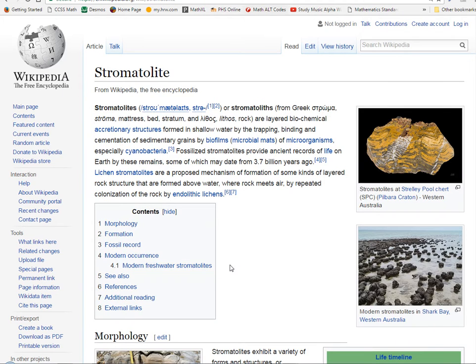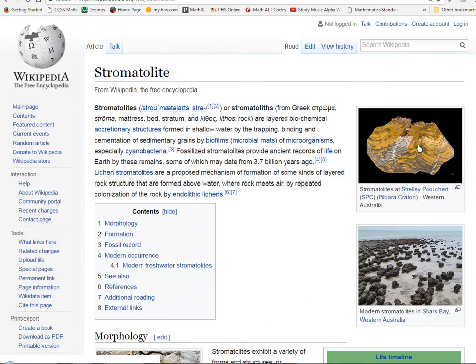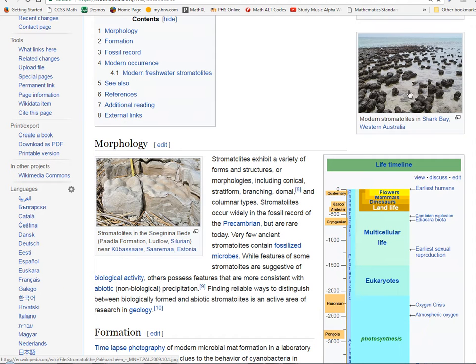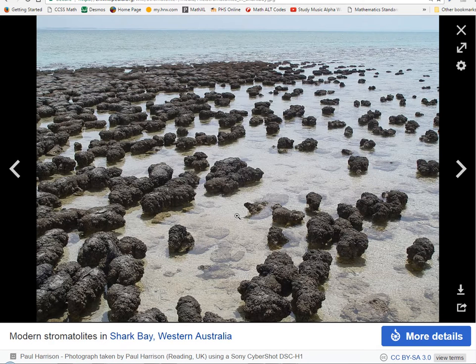Okay, so here's what they look like. If you go down and look at when you see them fossilized, when you cut through the fossils, that's what you see. There's those growth rings. And this is what modern stromatolites look like. They're still growing in some places. That's what they look like. They just accumulate algae on the outside at a really slow rate.